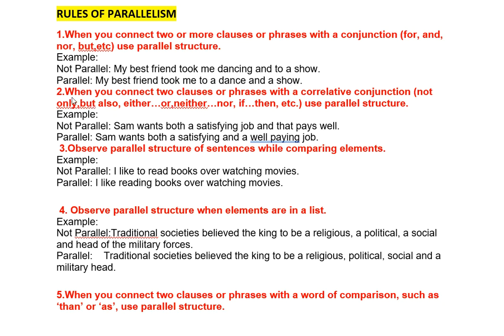Fine. Now, next one. Number 2. What does it say? Let us have a look. When you connect two clauses or phrases with a correlative conjunction, what are they? Not only but also, either or, neither nor, if then, etc. You need to use a parallel structure. For example, Sam wants both a satisfying job and that pays well.